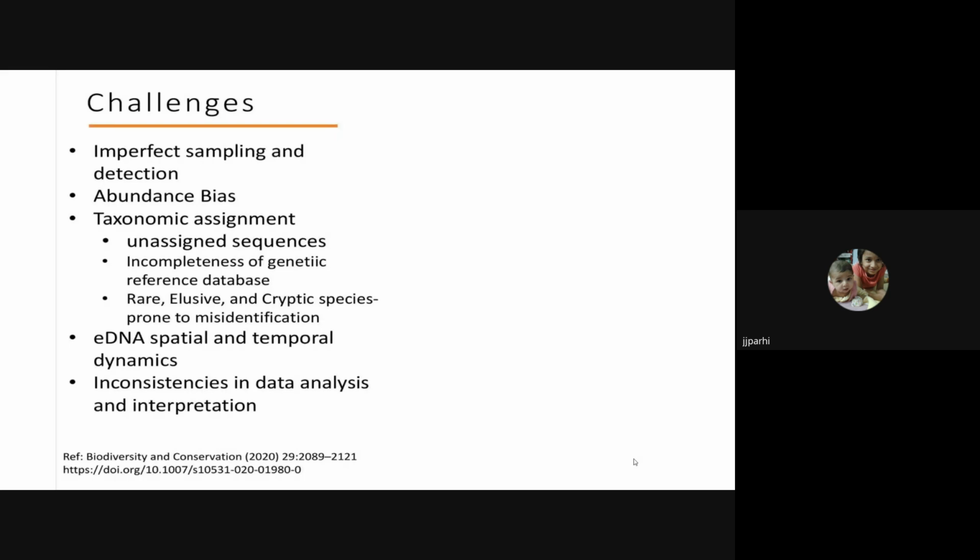Then there are very rare, elusive species, which may be misidentified. For eDNA, the spatial as well as temporal dynamics are also challenging, because you cannot say whether a particular species is present here or how far it is from here. Or you cannot say whether it was present today, an hour before, or 10 hours before. Sometimes it becomes difficult to know. And there is inconsistency in data analysis and interpretation, as the systems are not the same.